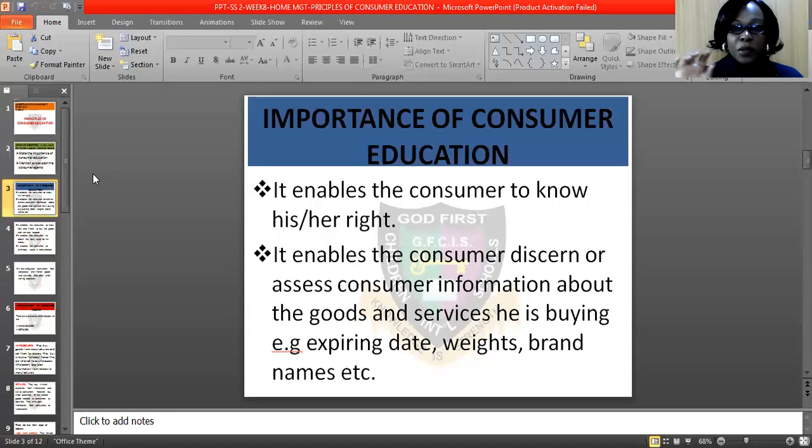All right. Number two, it enables the consumer to discern or access consumer information about the goods and services he is buying. It will help you to be able to say, oh, these goods I'm buying, they have expired. This is when it's going to expire. This is the weight of the goods. This is the brand, this is the name, and so on. You know the brand name, the company, and the country where it's produced. Are you getting? That is what it helps us in. Is that taken? All right.